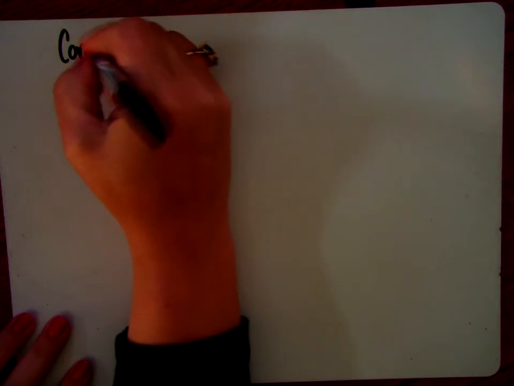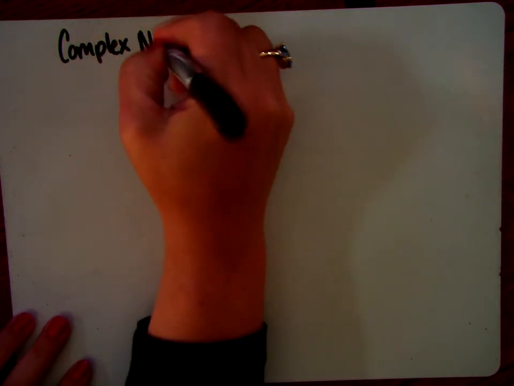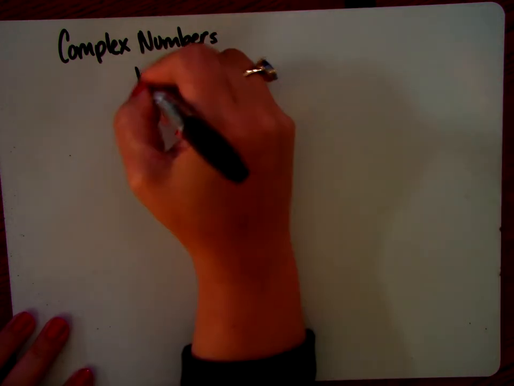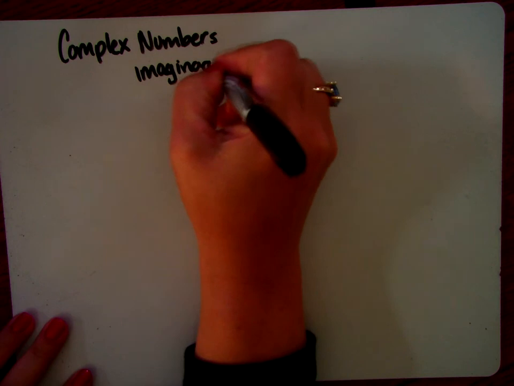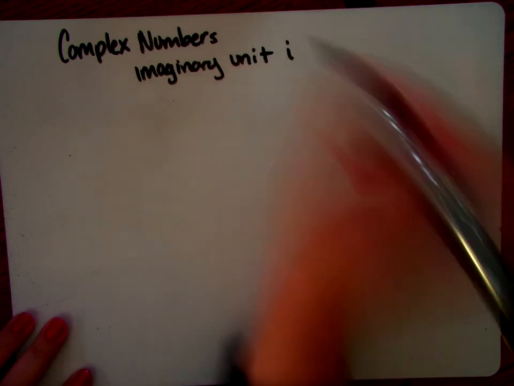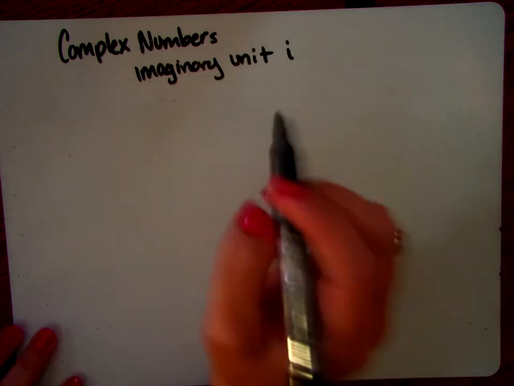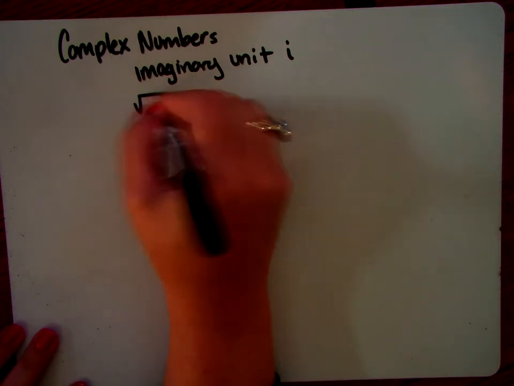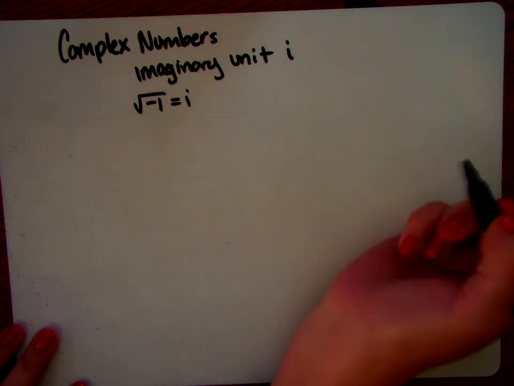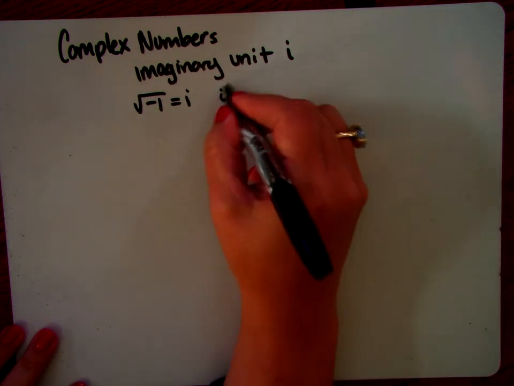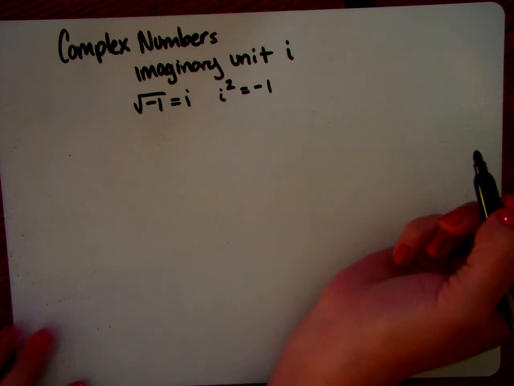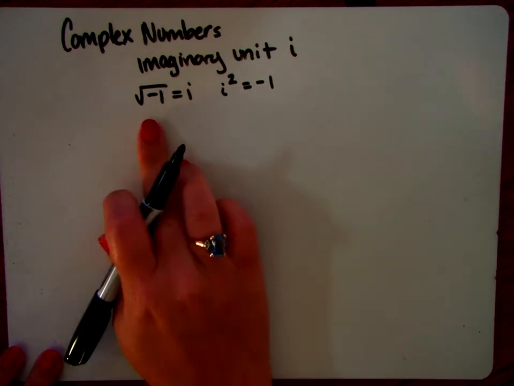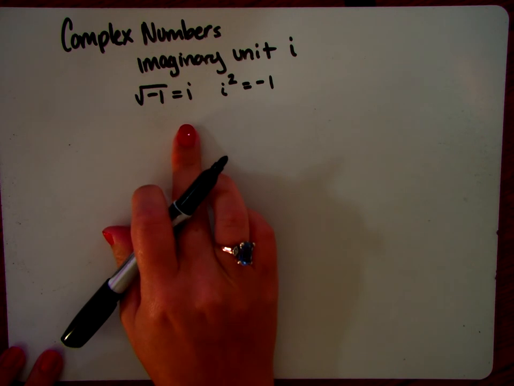Today I want to talk about complex numbers. Complex numbers include an imaginary unit, and we call that i. Some things that I need you to remember, long-term memory: the square root of -1 is equal to i, and i squared is equal to -1. These two things we have to remember. Whenever I see a negative under a radical sign, I know it's an i.